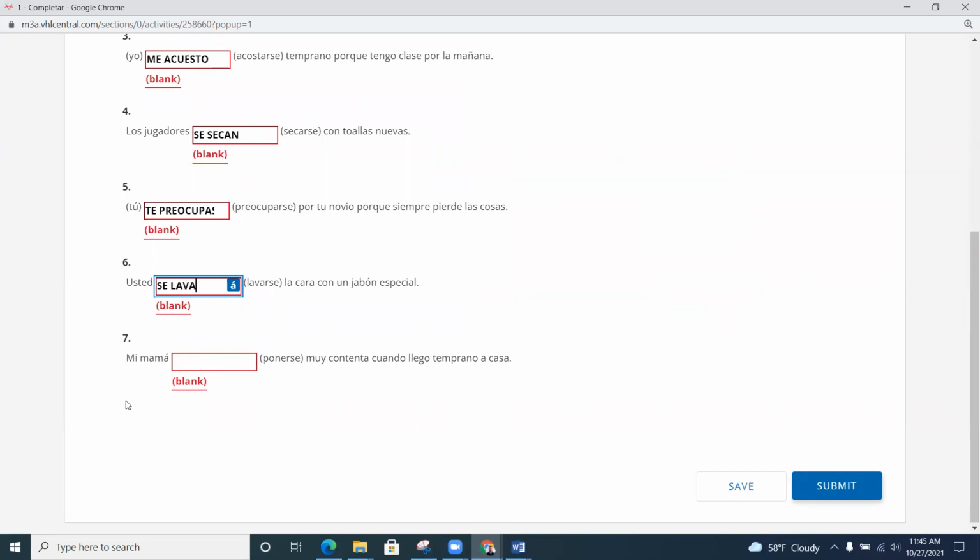Okay, lastly, número 7. Mi mamá, y el verbo es ponerse, muy contenta cuando llego temprano a casa. Pausa. Y hemos vuelto. Se pone. So this is with an adjective, which is contenta. So we know that means gets. So you translate this as my mom gets happy when I come home early. Se pone.